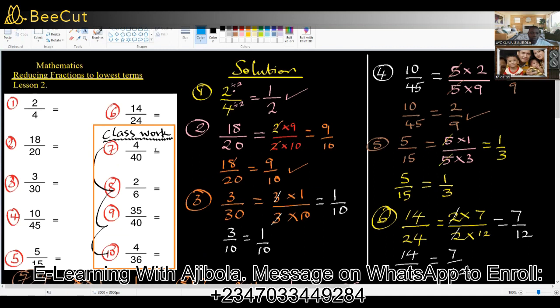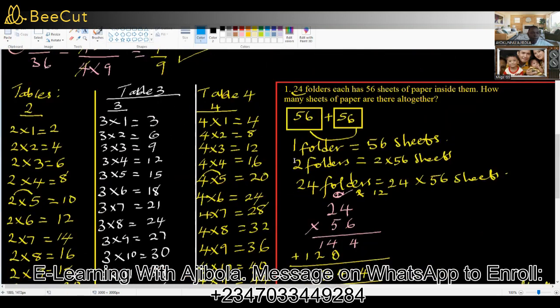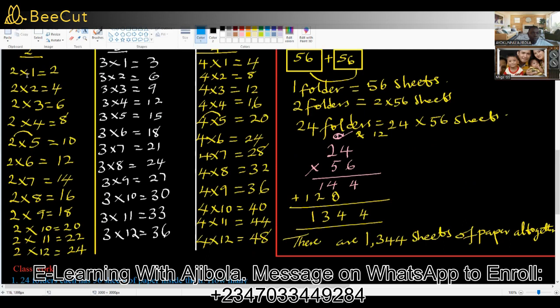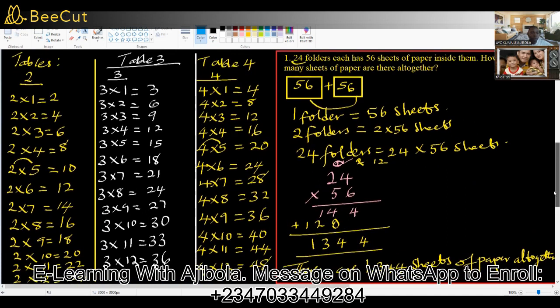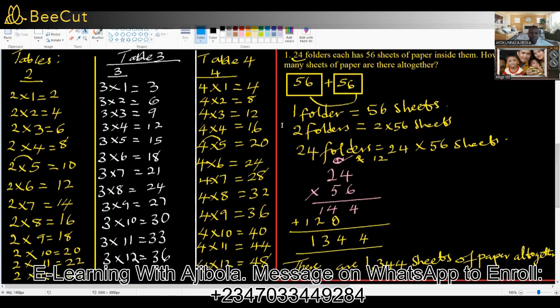Okay. So we worked on that, and I discovered that he needs to get a bit familiar with the multiplication table. I had to take him through table 2 to table 4 for now, because we're going to move ahead later. So in order for him to appreciate the use of the tables, I have to introduce a real life question like this one on the board.